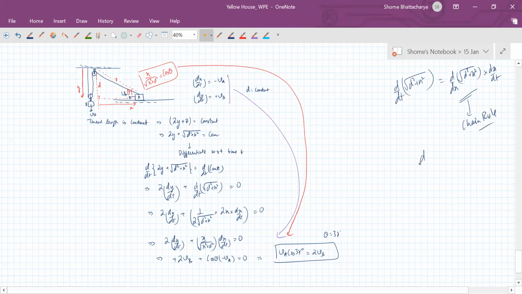So this differentiation itself becomes like this. Okay, good.